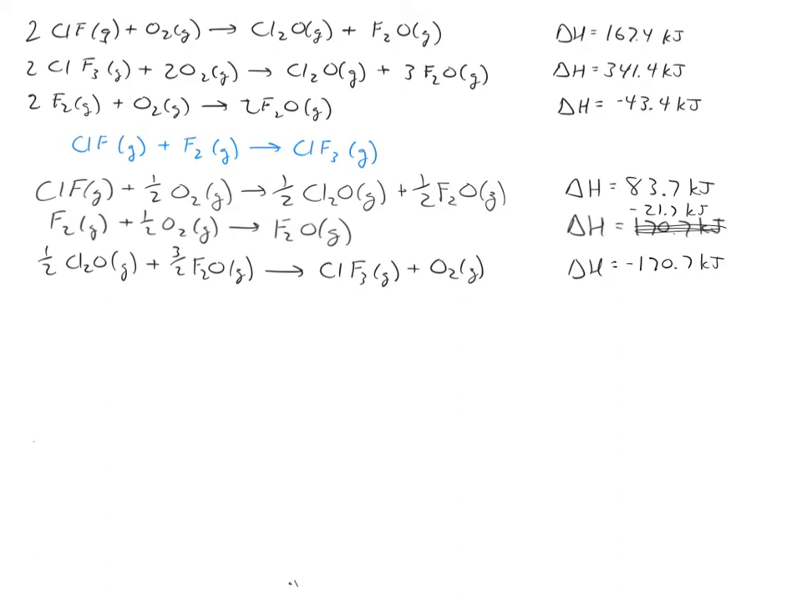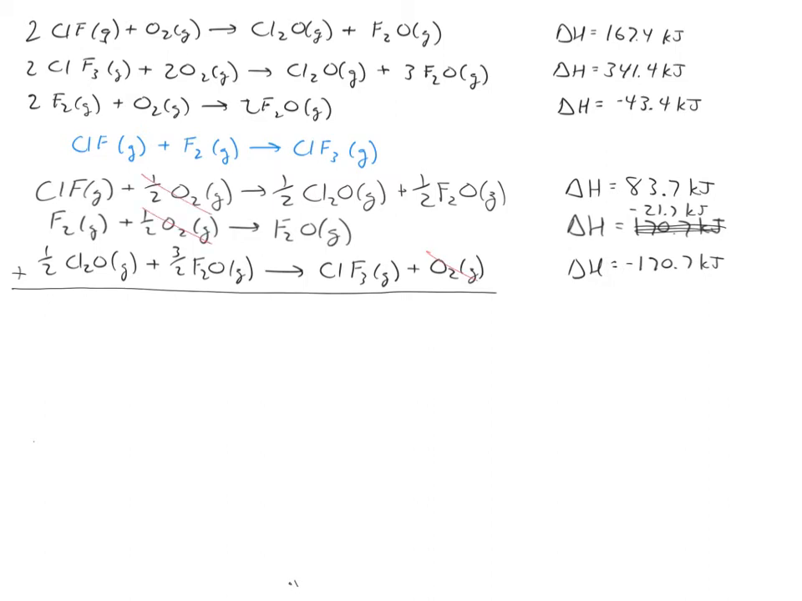Now, let's check to make sure that we're adding up to the right thing. So I'm going to add these three reactions on this side together, and I'm going to cancel out what appears on the left and right in the same number. So, let's look for stuff. On the left, I have a 1/2 O2 here and a 1/2 O2 here. That's 1 full O2 gas on the left. I have 1 full O2 gas on the right, so those cancel.